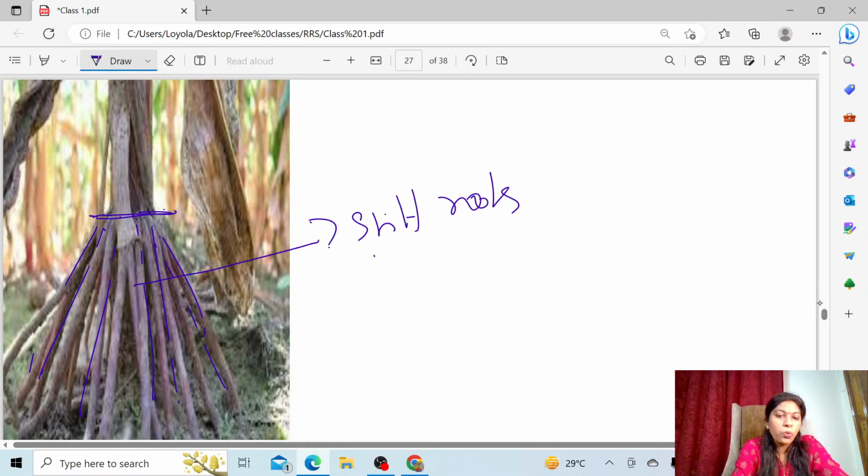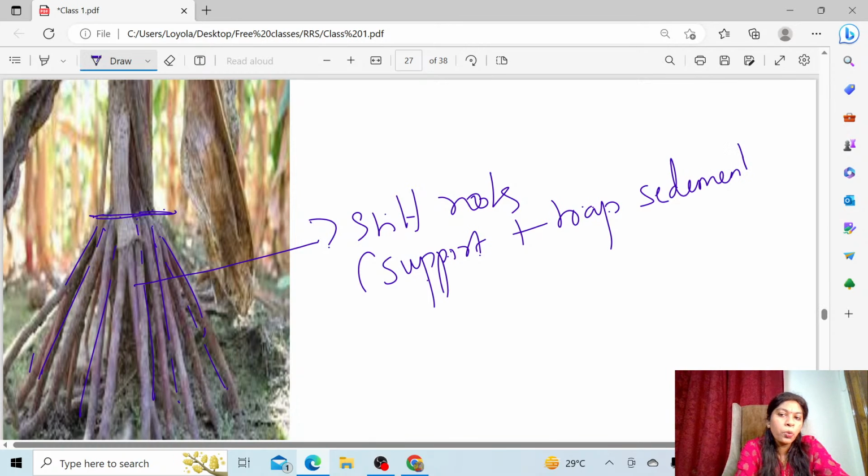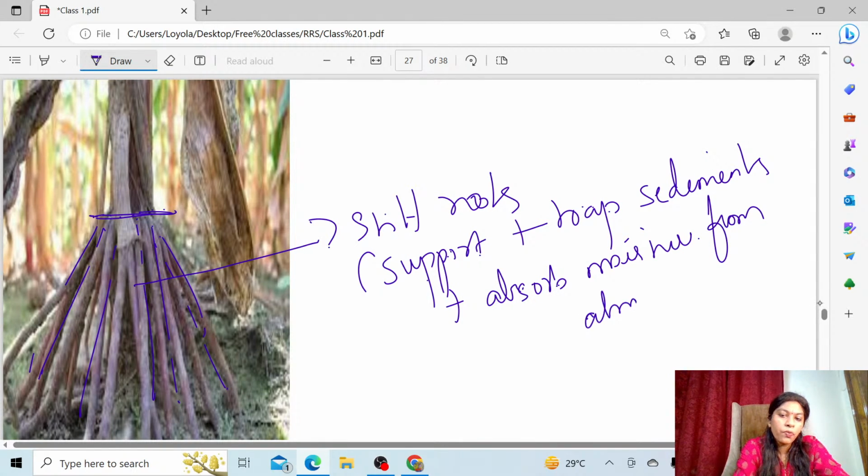This gives support to the plant, extra support, and it also traps sediments along with pollutants in the waterlogged soil, and it also absorbs moisture from the atmosphere. So these are some of the adaptations you can see in halophytes. Because of air pockets, they will absorb from the atmosphere. Since they are waterlogged, they cannot absorb entire moisture. So these are some of the adaptations seen in roots.